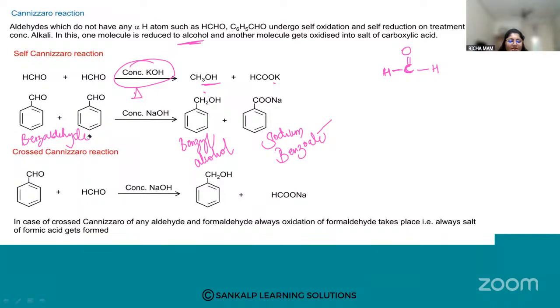So what is happening here? We are treating it with a strong alkali, so oxidation takes place. Understood? Oxygen is added here, and hydrogen is removed.